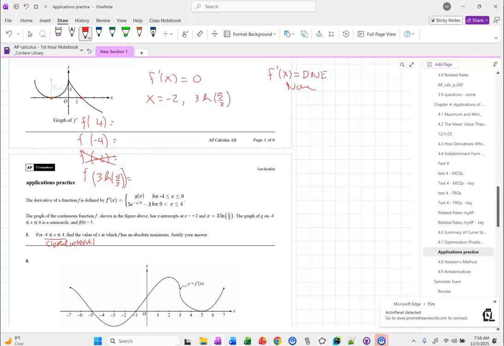This one goes from positive to negative, which means that this is a local max. But to see if it's an absolute max, I have to know these values. Or to see which one of these is going to be the absolute minimum, I need to be able to find those two values. We just don't have the tool to do that yet. We would need an integral in order to do this. It's a second semester piece.